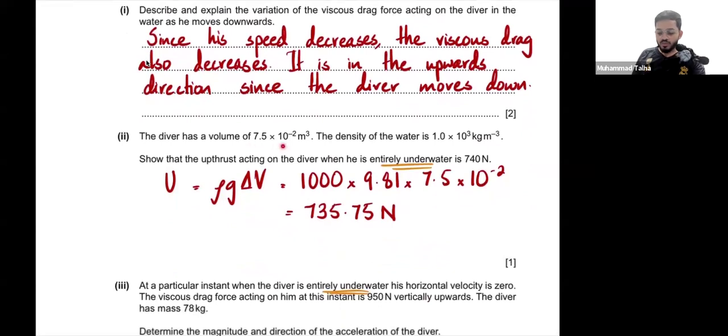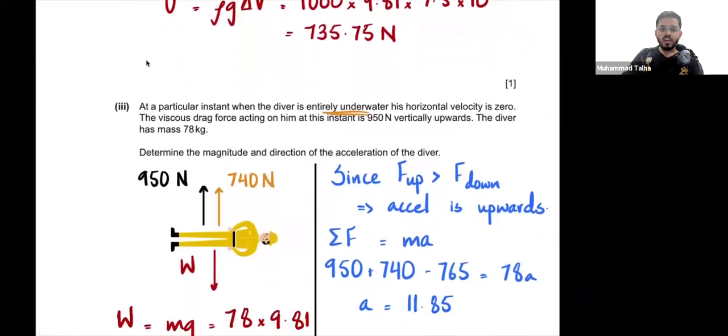The diver has a volume of this much, density of the water in which he is this much. Show that the upthrust acting on the diver when he is entirely underwater is 740 Newton. So you know that this equation that we have, U equals rho g delta V. So delta V is the volume of this object that we're talking about, which is going to experience the upthrust. How much of it is below the water? Because he is entirely underwater, I'll take this entire value in this calculation, right? So I calculate this, turns out to be 735.75, to 2SF this is 740 Newton. All right.